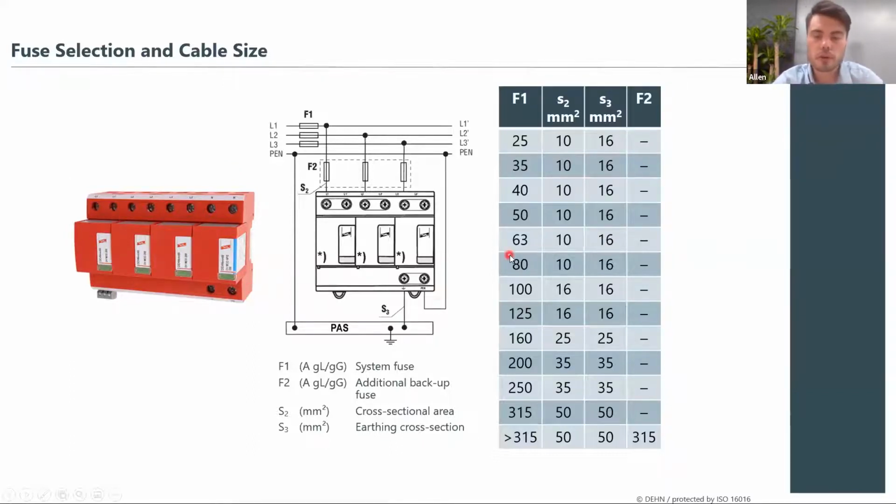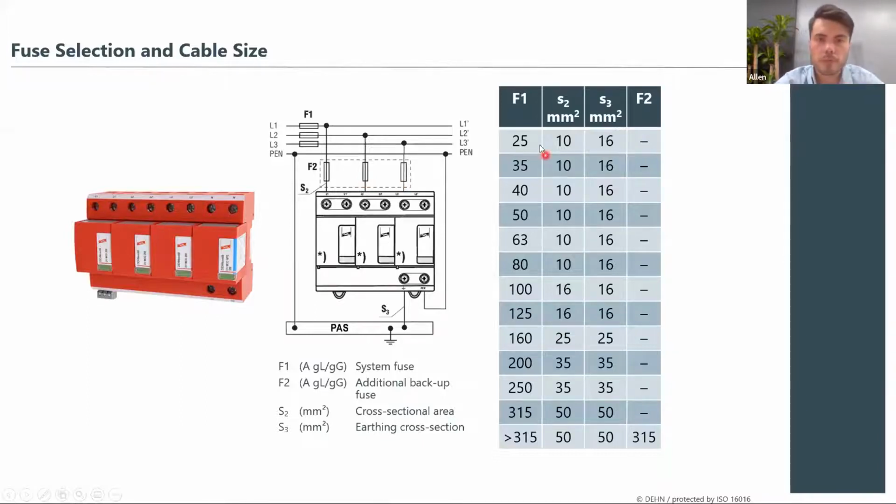Now, prefusing is usually required for industrial installations with large amp ratings. So you can see this is an example that's been obtained from our website, the DEHNguard. On the right-hand side, there's a table that indicates your F1, which is your upstream circuit breaker size, and F2 is the selected fuse size that you would need to prefuse this arrester with.